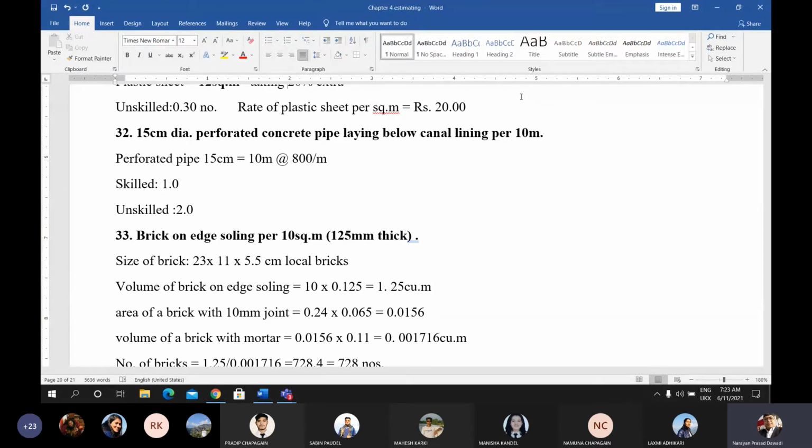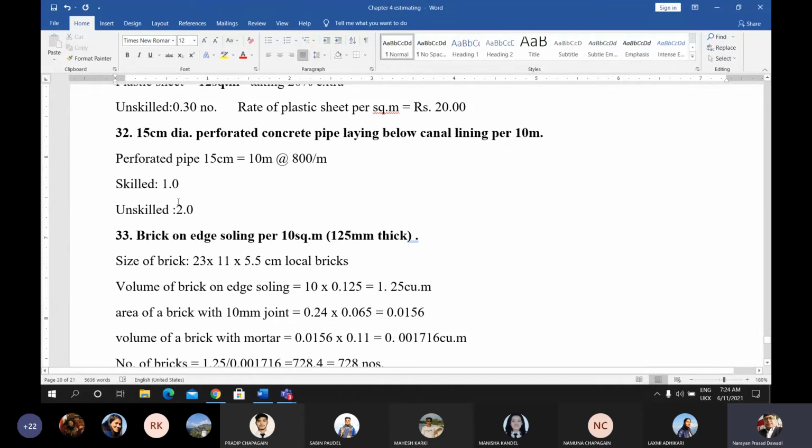for the entry of the underground water that may enter into the pipe, and after entering the pipe, that water is flown out from that surface to the nearby river or stream or other drainage system using the perforated pipe. This is the perforated pipe of 15 centimeter diameter, and the length of pipe is 10 meter here. So providing length of pipe as 10 meter at rupees 800 per meter.